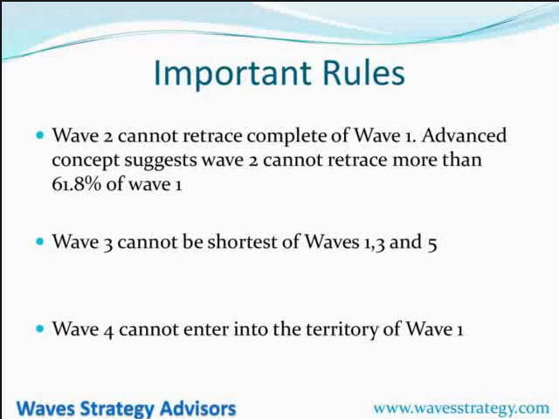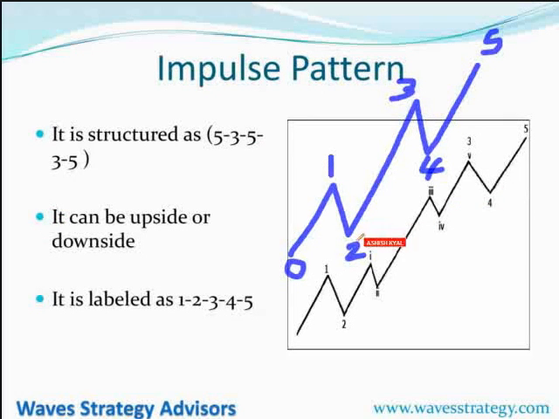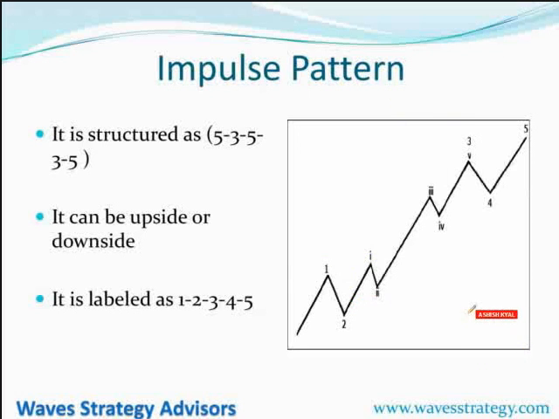The first rule says that wave 2 cannot retrace completely of wave 1, which means over here on this chart, wave 2 cannot retrace completely of wave 1. If wave 2 goes beyond the start of wave 1, then this is not a valid impulse pattern. So I cannot label it as 2, I cannot label this as 1. For it to be valid, wave 2 cannot retrace completely of wave 1.